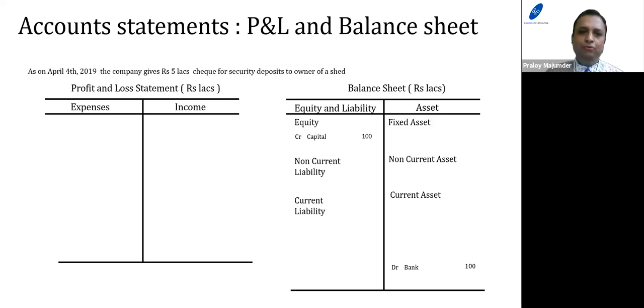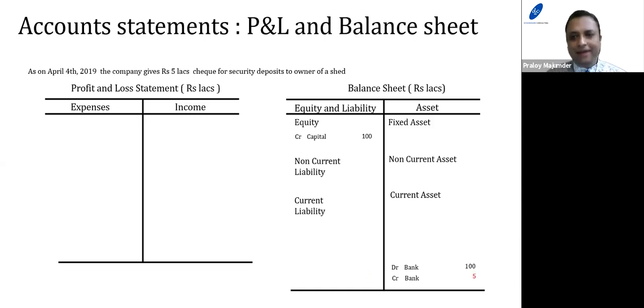As on April 4th, 2019, the company gives a 5 lakh check as security deposit to the owner of a shed. So here it's an outflow of fund. If it's an outflow of fund, the first entry would be credit, an outflow immediately in the form of a check. So credit balance sheet asset bank 5.